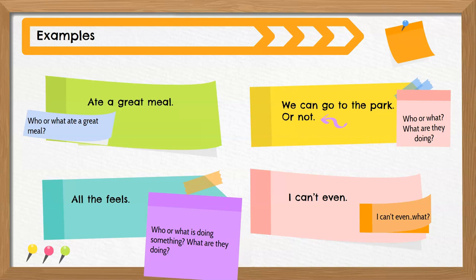Or not is missing a subject and a predicate. If we think about it along with the complete sentence, we can go to the park. Or not, it is a complete thought. We know the person is saying that we don't have to go to the park.